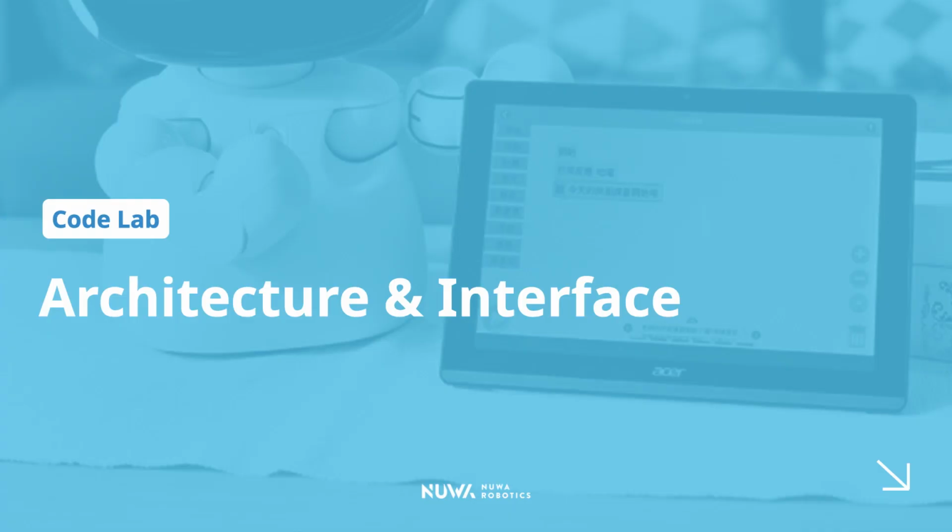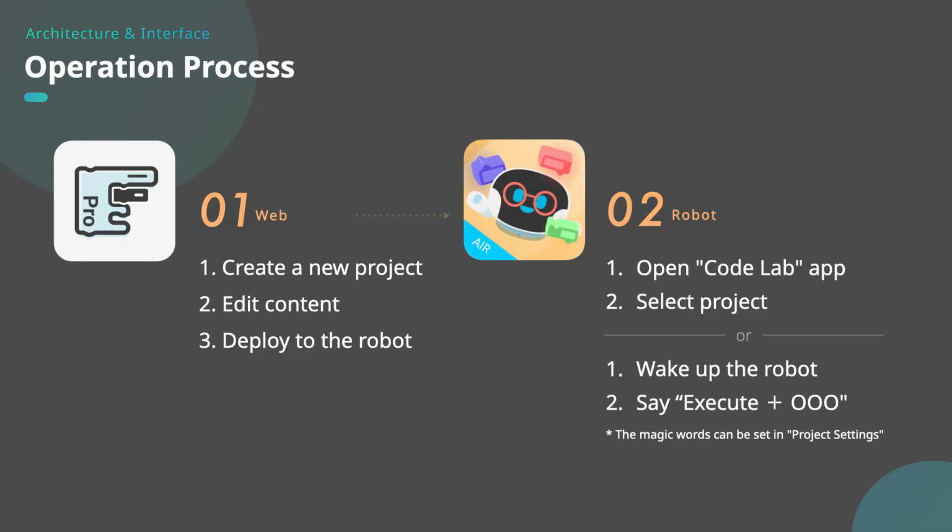Chapter 2, Architecture and Interface. Regarding the operation process, we start by creating a new project on the website, then edit content and deploy it to the robot. After deployment, open the Codelab app on the robot and select the project to begin the interaction. Alternatively, the robot can be awakened and commanded to start the project using the magic words.